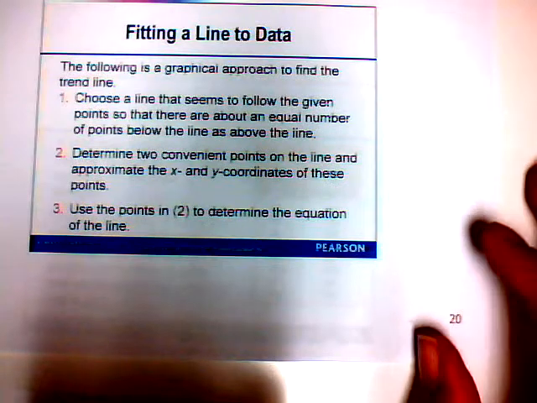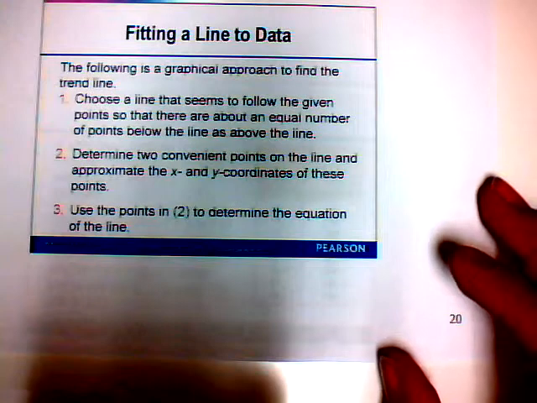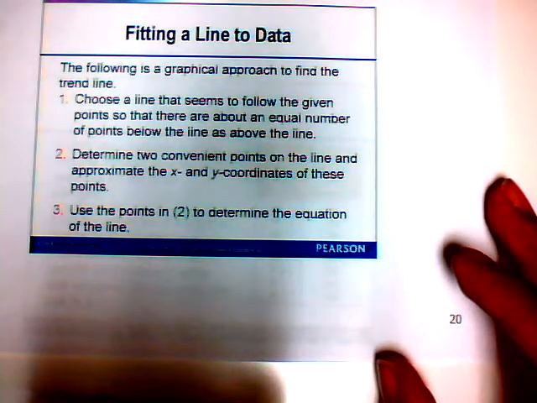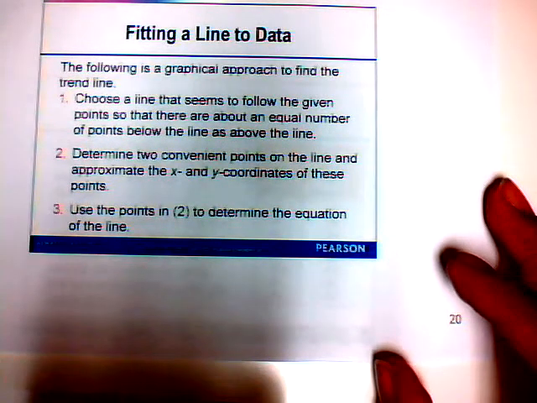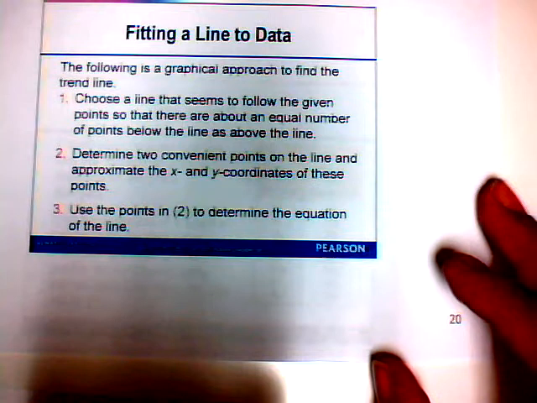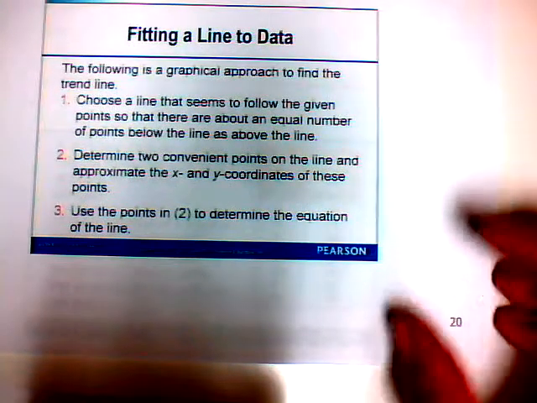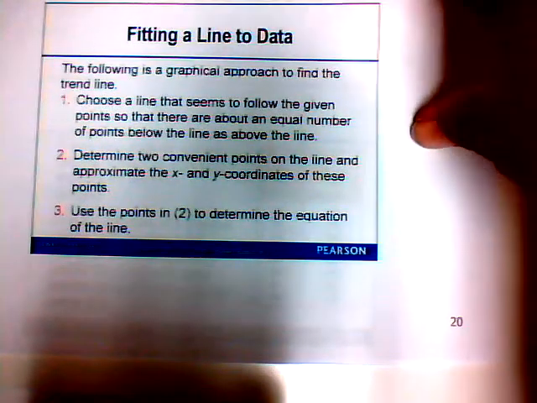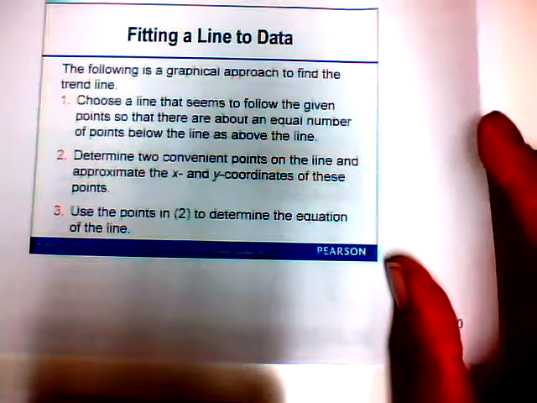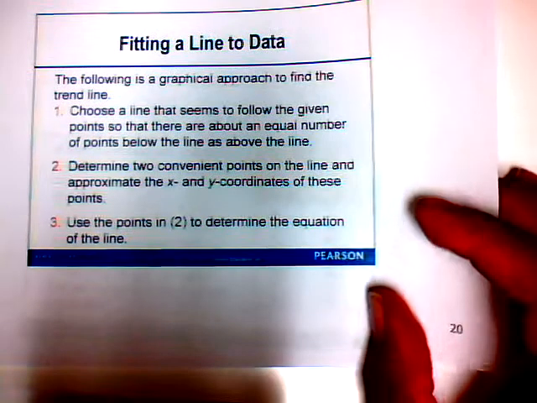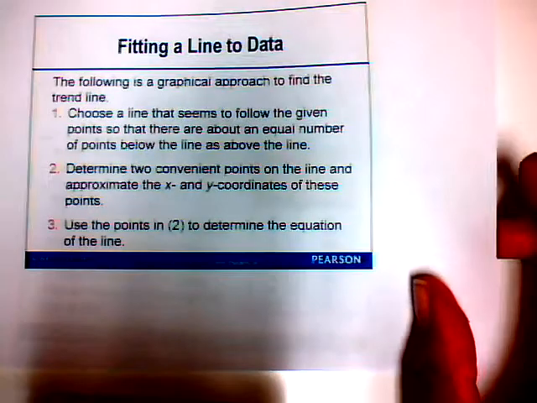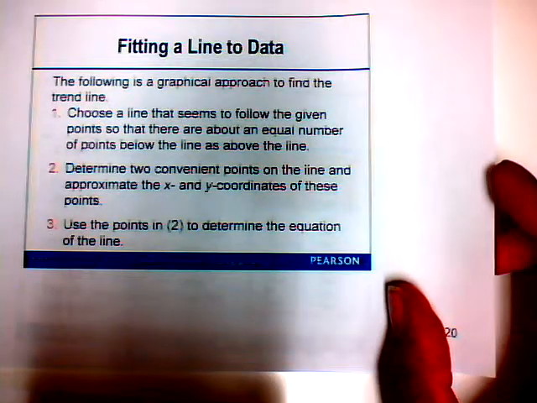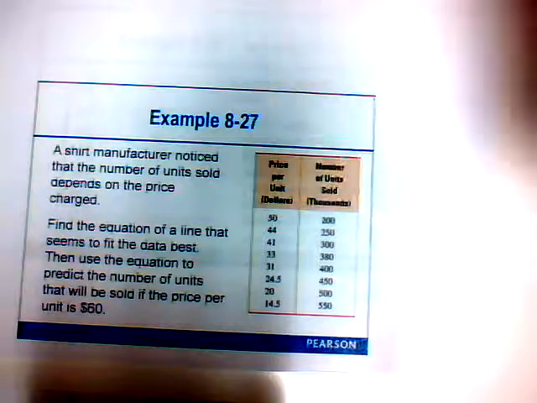And the following is nothing but a graphical approach to find the trend line. What you want to do here is choose a line that seems to follow the given points so that there are about an equal number of points below the line as above the line. Number 2, you want to determine two convenient points on the line and approximate the x and y coordinates of these points. And use the points in number 2 to determine the equation of the line.